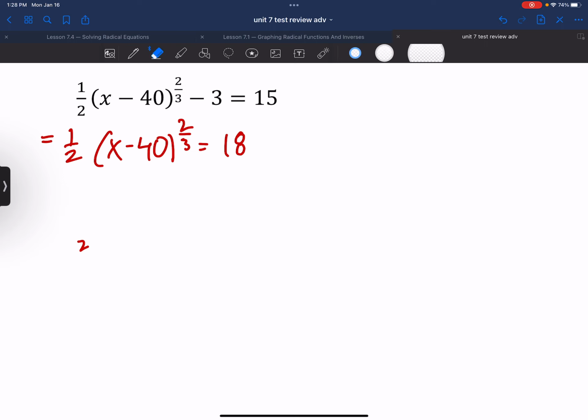I don't trust myself. Oh, I should have trusted myself. I was fine. Okay, so those are my two answers, but I need to check for extraneous solutions.